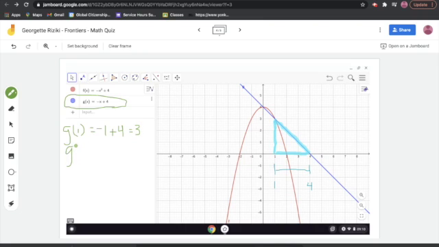G of 2 is equal to, this is a positive 2 by the way. Oh wait, now it's a -2 because there's a negative sign in front of the x, plus 4. This is going to give us a positive 2 because the 4 is bigger.